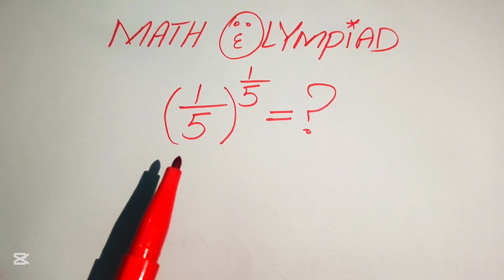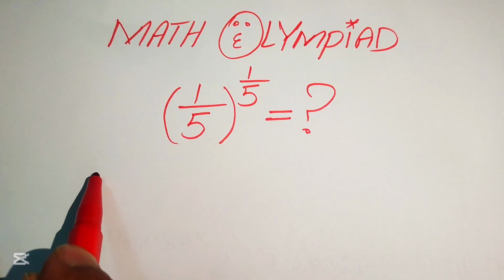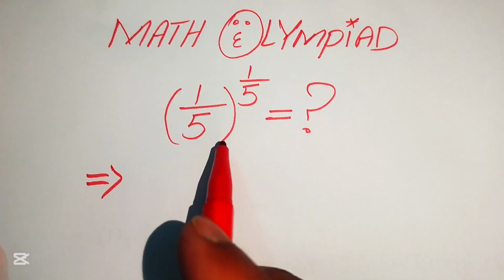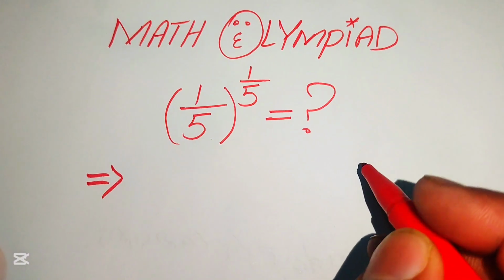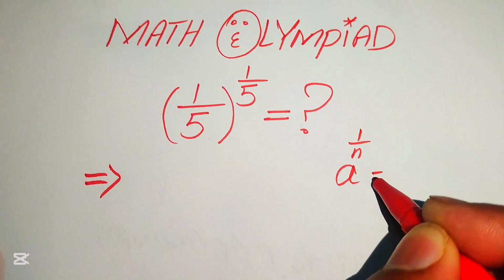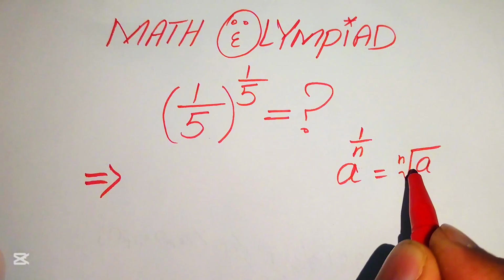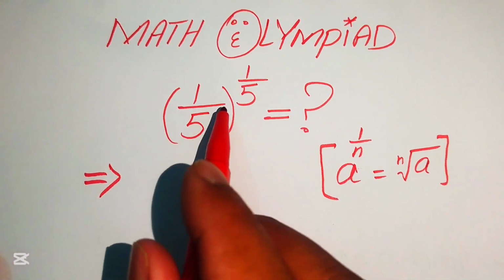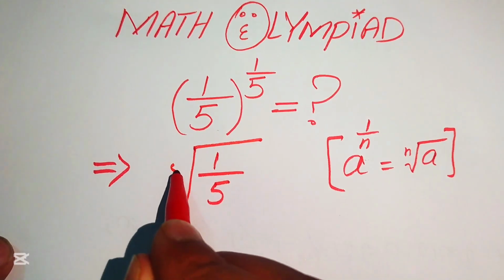So the very first step we are going to do is to focus on the exponent of this term. The exponent of this term is 1 over 5, and now we write this exponential form into radical form by applying this nice rule of radicals. You know that if we have a to the power of 1 over n, we write it as the nth root of a. This is exponential form, and we write this into the radical form. So according to this rule, we write this as 1 over 5 and its fifth root.